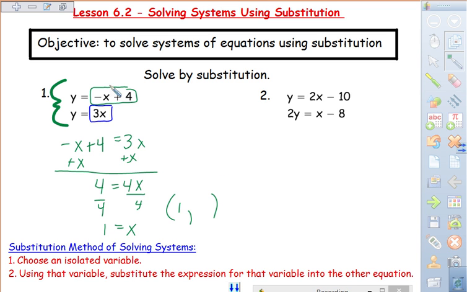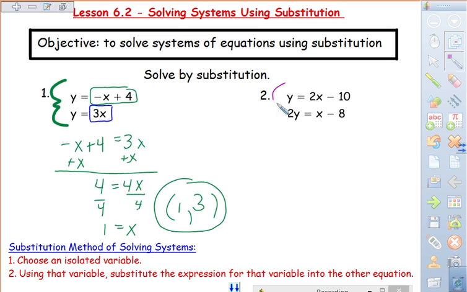I can either do the green box or the blue box. I think the blue box is easier. 3 times 1 is 3. Otherwise, if I plug the 1 in the top box, I can get the answer just as easy. Negative 1 plus 4 is also 3. So this would be the solution to that system.